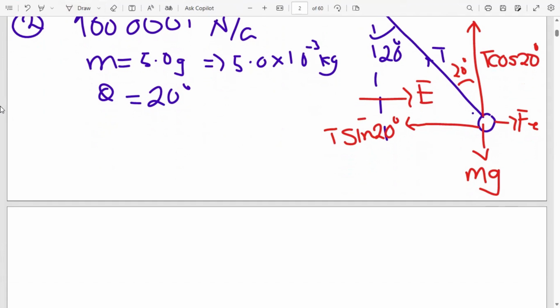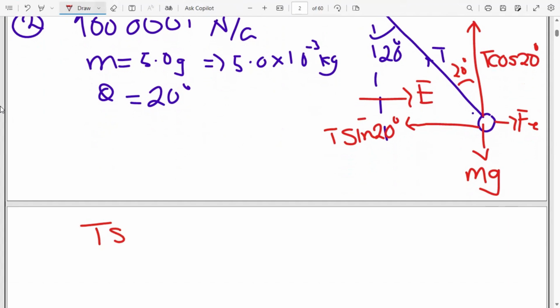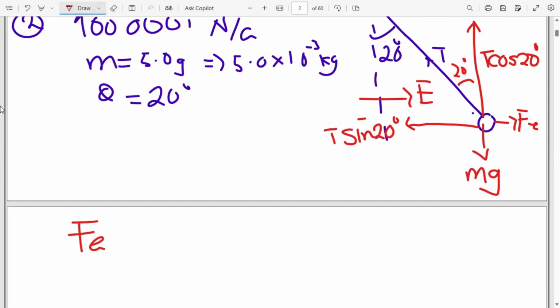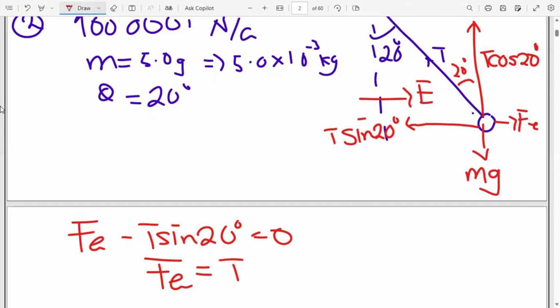So I'm going to say in the x-axis, I'm going to have T sine theta, or this will be negative since it is pointing in the negative x direction. I can say Fe, the electrostatic force, minus T sine 20 degrees, this being equal to 0. That means Fe is equal to T sine 20 degrees, like that.